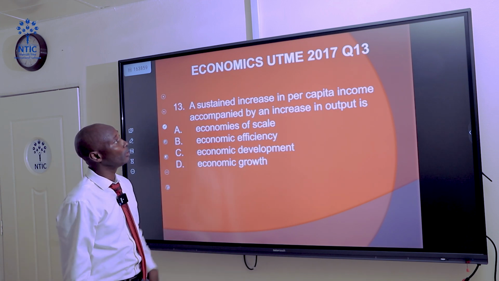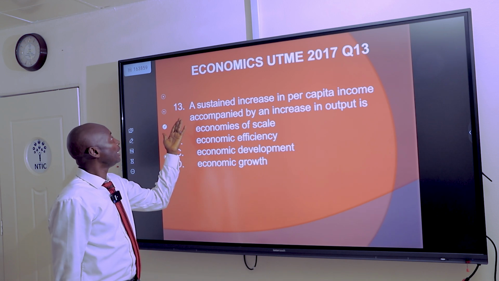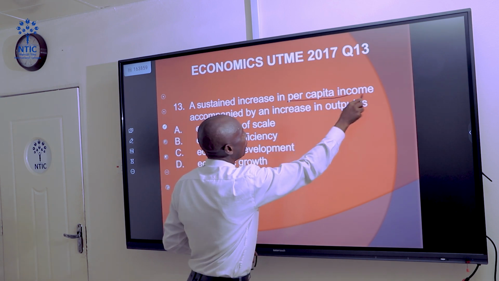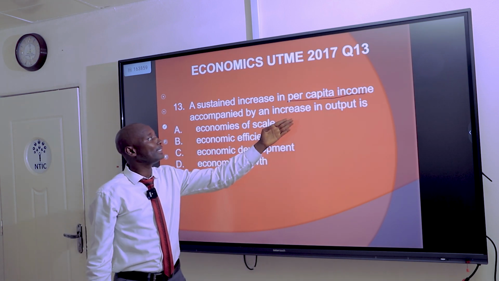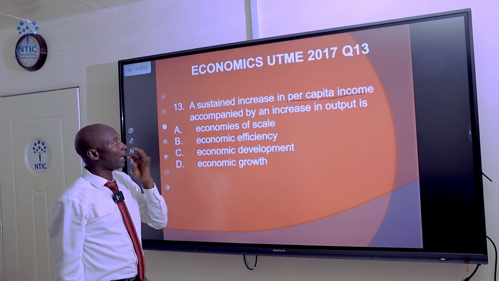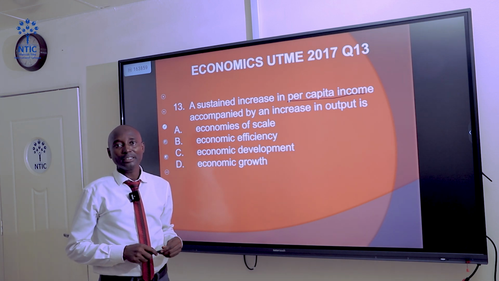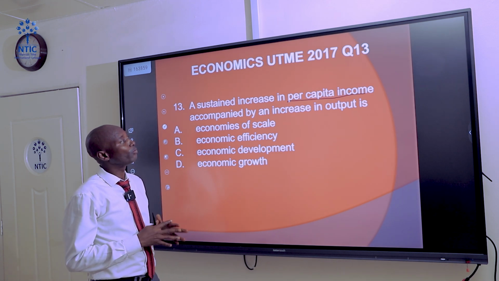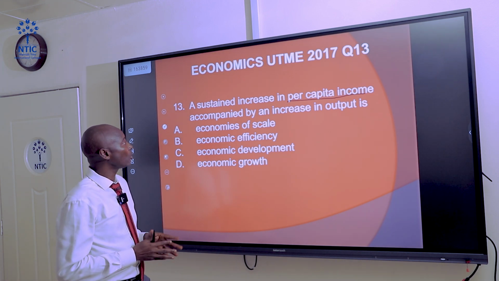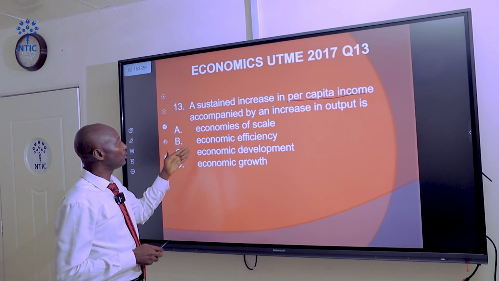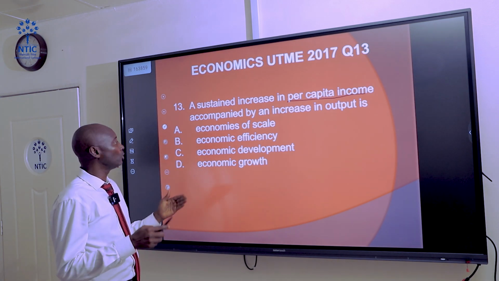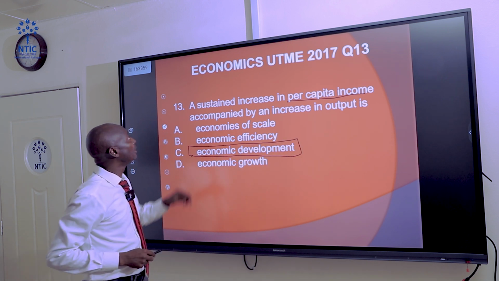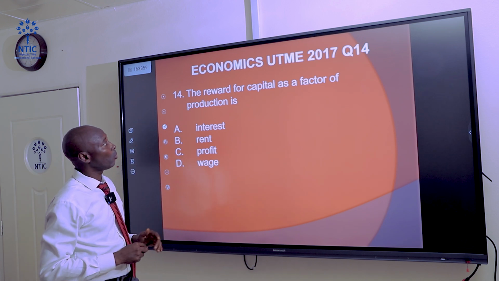So moving to question 13. A sustained increase in per capita income, accompanied by an increase in output is what? Then what per capita income means is the income per head. That is the individual average income from the national income. So by so doing, we can look at the options, and the matter of per capita income has to do with economic development. That is the answer. The answer is C. Question 14.